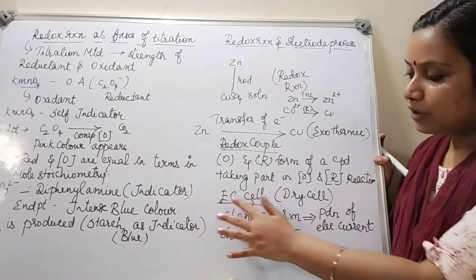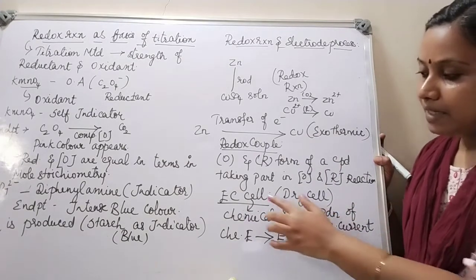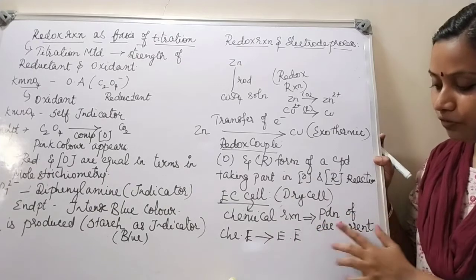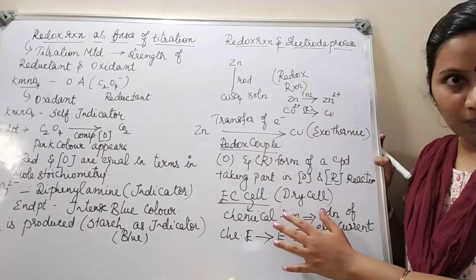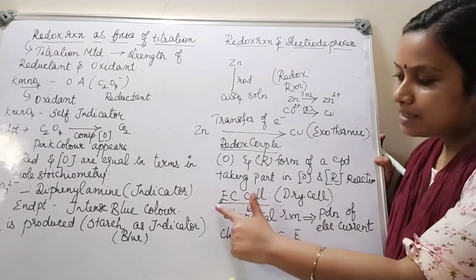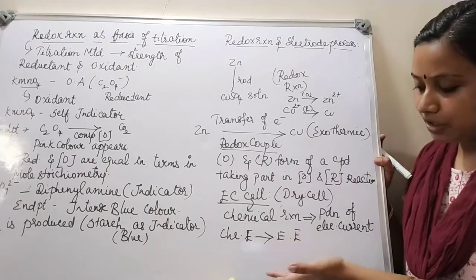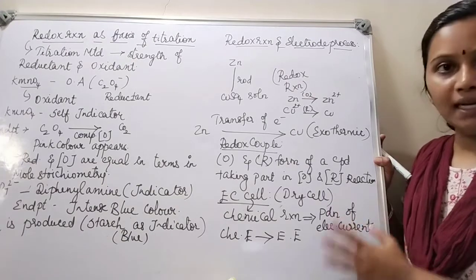And what is an electrochemical cell? Dry cell is an example of an electrochemical cell. A cell where a chemical reaction leads to the production of electric current is called an electrochemical cell. So what is an electrochemical cell? A cell where the chemical reaction results in the production of electricity, or I can say conversion of chemical energy to electrical energy, where a dry cell is a typical example of an electrochemical cell.